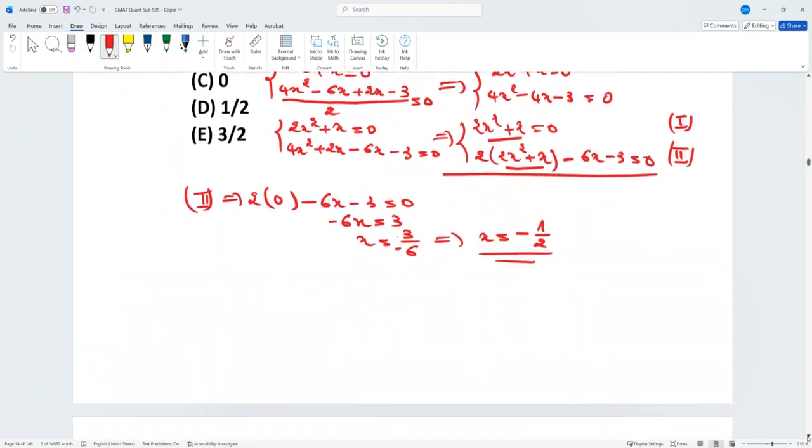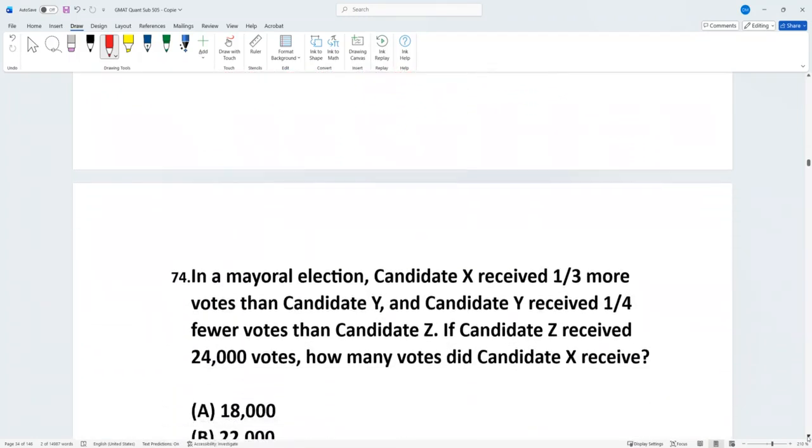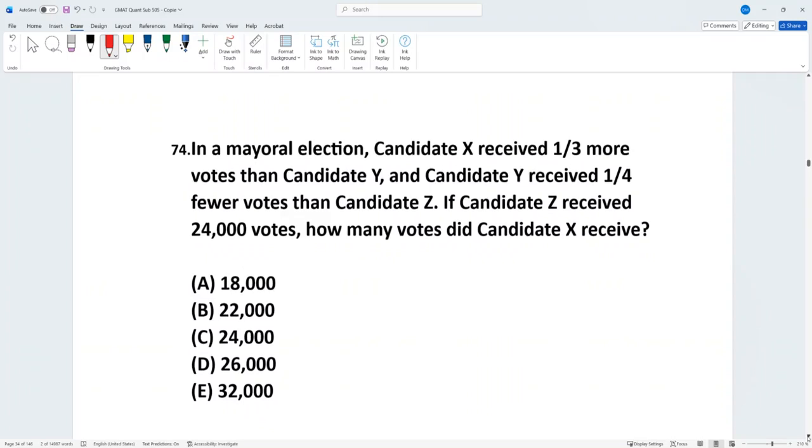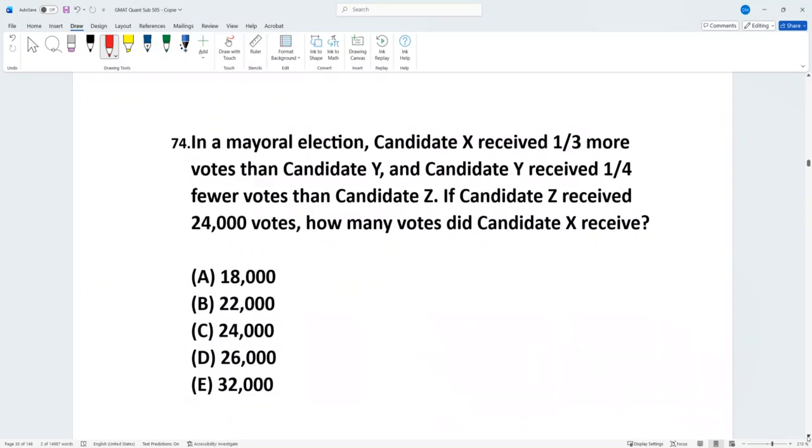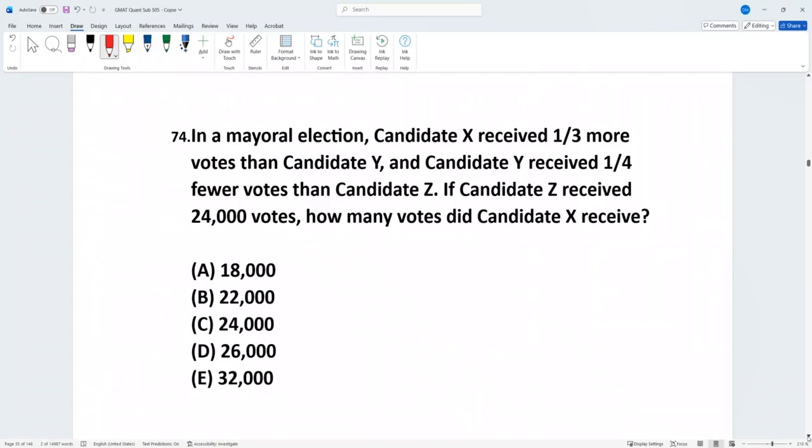Next question, question 74. It says, in a mayoral election, candidate X received 1/3 more votes than candidate Y, and candidate Y received 1/4 fewer votes than candidate Z. If candidate Z received 24,000 votes, how many votes did candidate X receive?